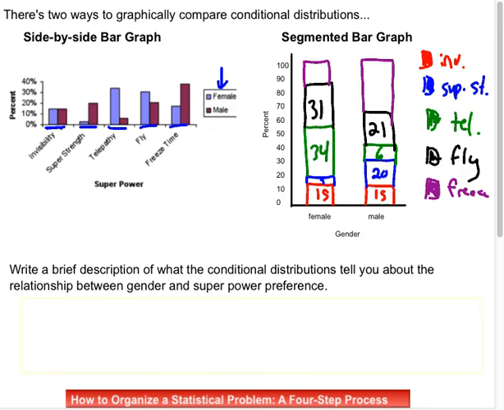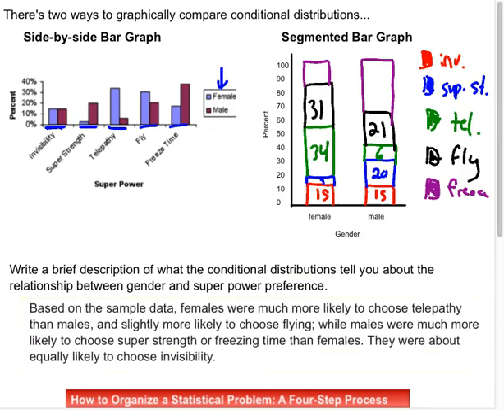So write a brief description of what the conditional distributions tell you about the relationship between gender and superpower preference. So again, full sentences, complete thoughts. That's always what I'm going to be looking for. So based on the sample data, females were much more likely to choose telepathy than males, and slightly more likely to choose flying, while males were much more likely to choose super strength or freezing time than females. They're about equally likely to choose invisibility.